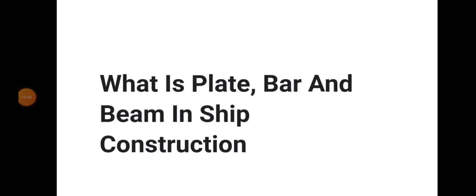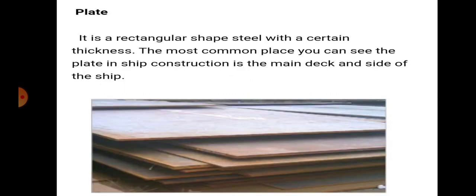So what are plate, bar and beam in ship construction? Let's discuss plate, bar and beam, the different types of material used in ship construction. Plate is rectangular shaped steel with a certain thickness. The most common places you can see plate in ship construction are the main deck and the side of the ship.